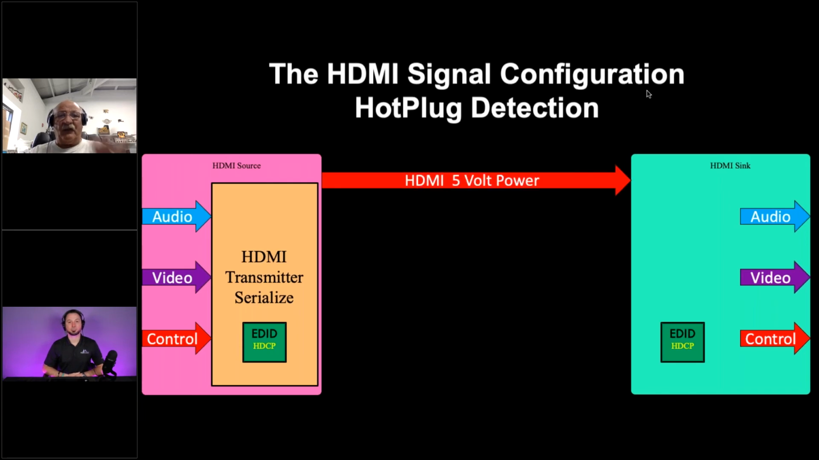Okay, let me get going. We're going to get late. So we've got 5 volts coming in. This is our hot plug detection now, right? But guess what happens to the 5 volts when it hits the sink? You'd think that by the time there's a load, it would drop, right?